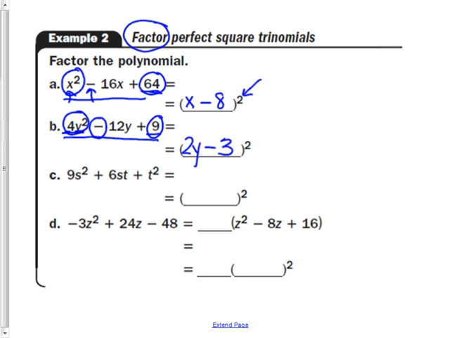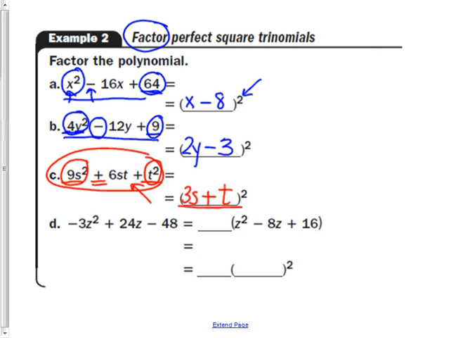Looking at part C, we see a perfect square here and a perfect square here. We have a plus sign here, so we know this was the result of squaring a sum. The square root of 9s squared would be 3s. The square root of t squared would be t. So this factors out to this. In other words, if I square 3s plus t, if I multiply 3s plus t times itself, it will result in this trinomial.